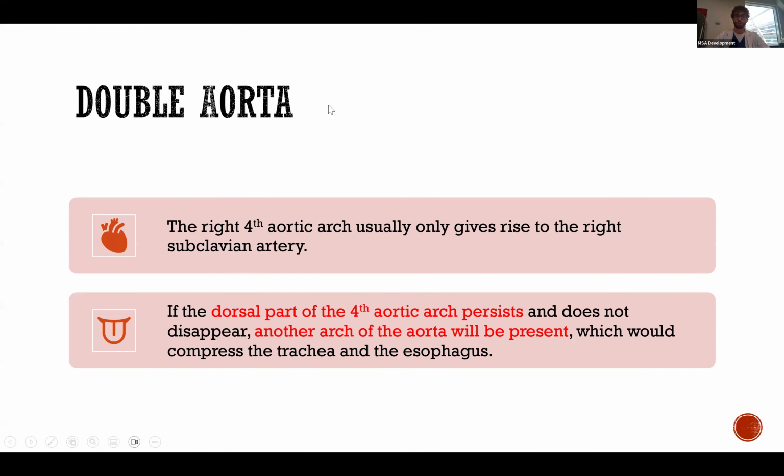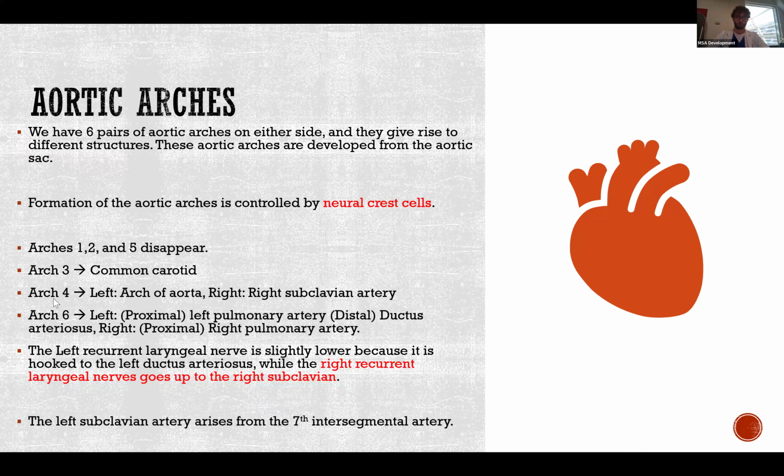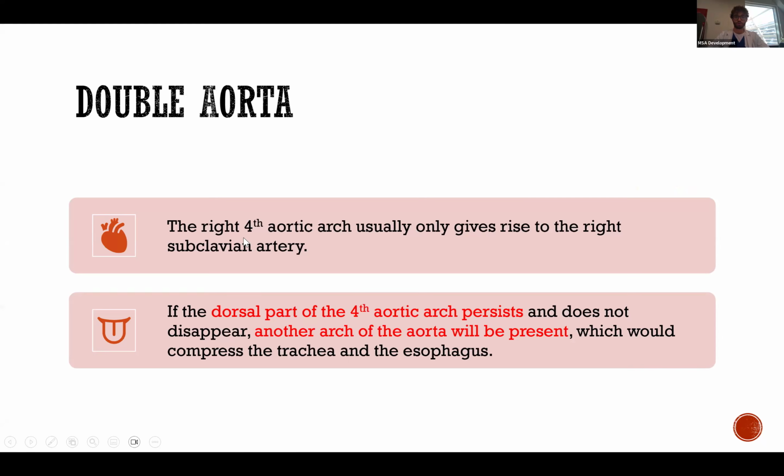Now, can we have two aortas or two arches of aorta? Yeah. Didn't we say the left aortic arch will give us the arch of the aorta? But what if the right fourth aortic arch gives us an arch of the aorta? We will have two arches. Well, this is abnormal, obviously. Now, how does this happen?